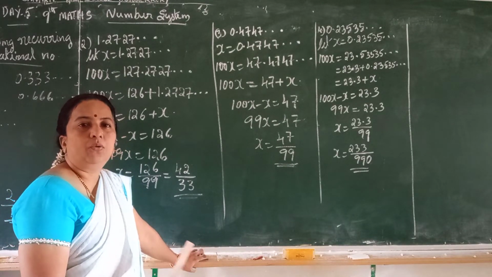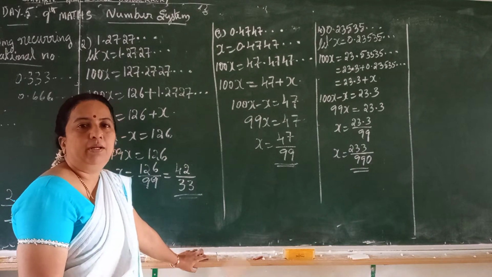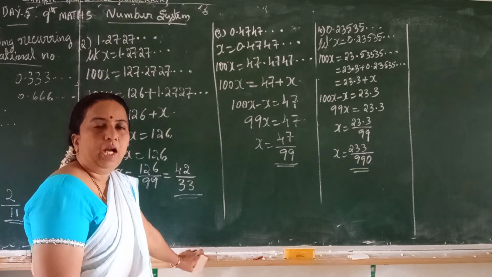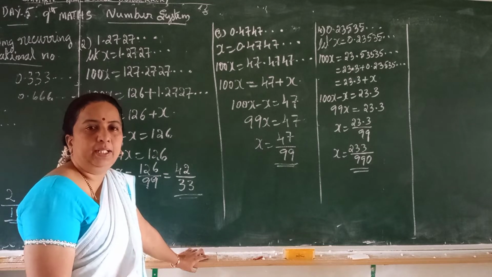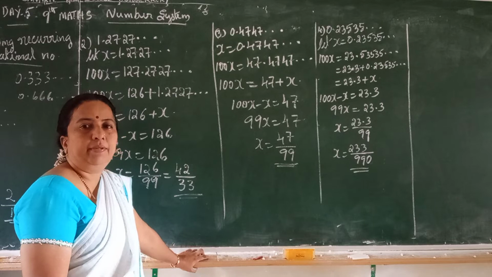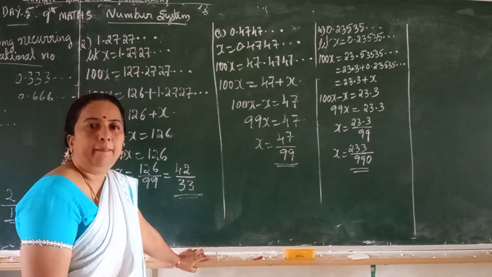Can you work out on your own? First, take x is equal to 0.4747 and so on. How many digits are repeating? 2 digits are repeating. Therefore, multiply by 100. 100x is equal to 47.4747 and so on. Are you copying?